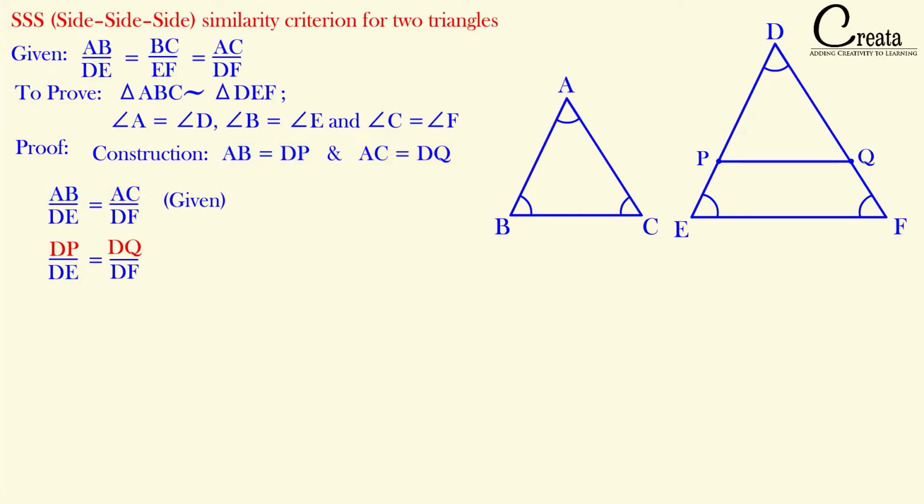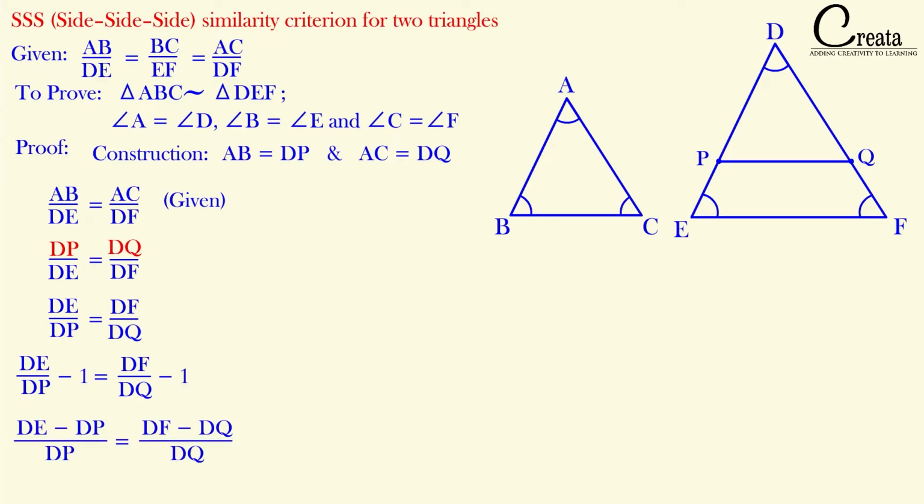Here we got the equation. Let's do the inverse of this equation. We got dE upon dP is equal to dF upon dQ. Let's subtract 1 from both sides of the equation. We got (dE minus dP) upon dP is equal to (dF minus dQ) upon dQ.